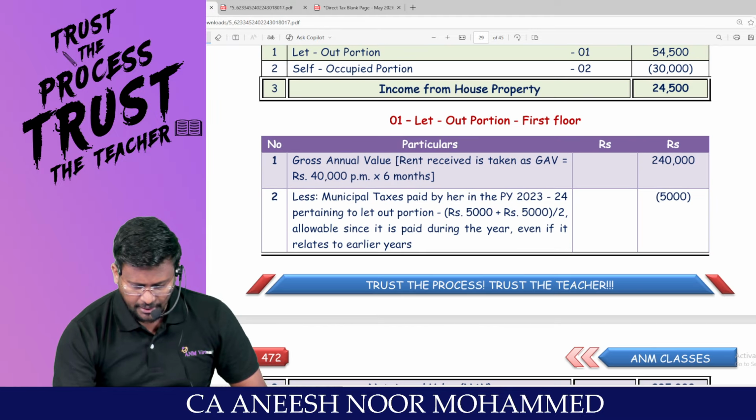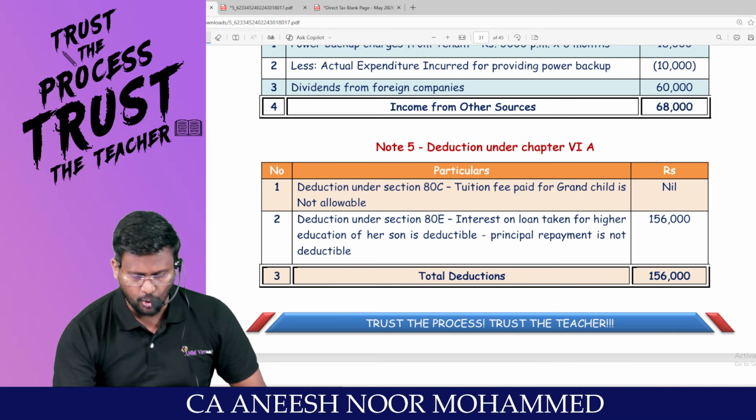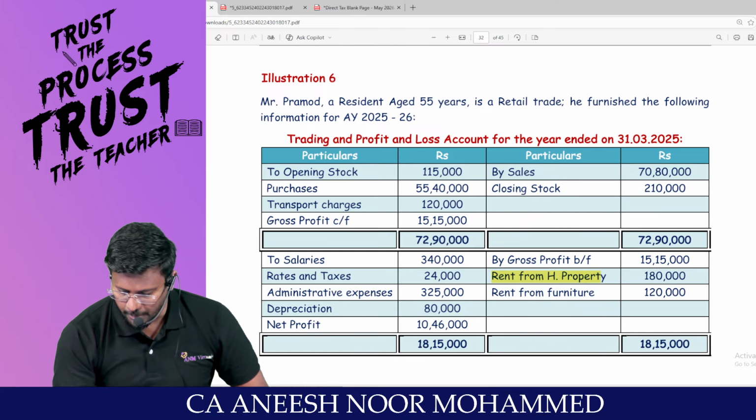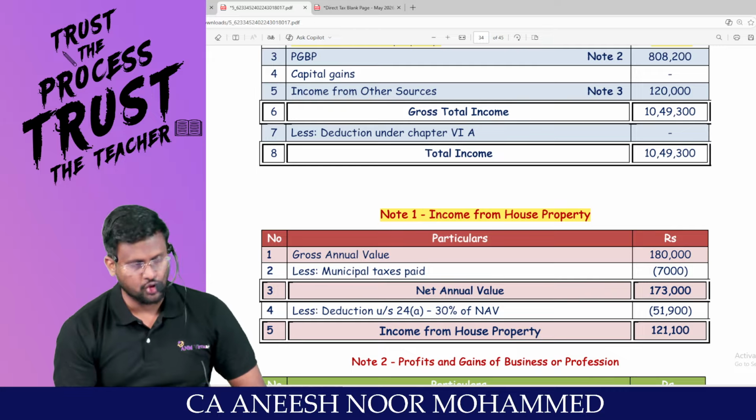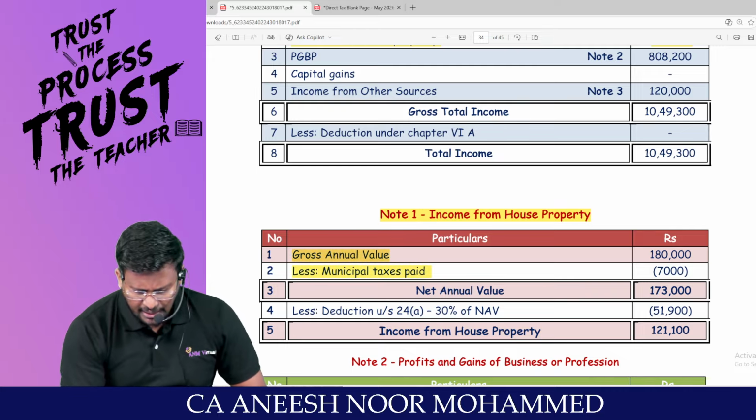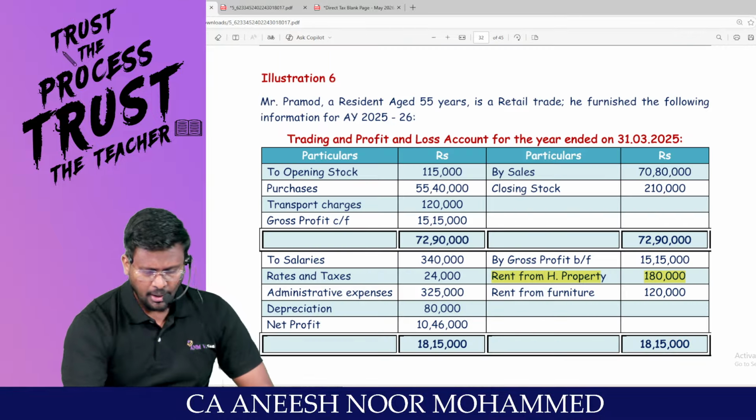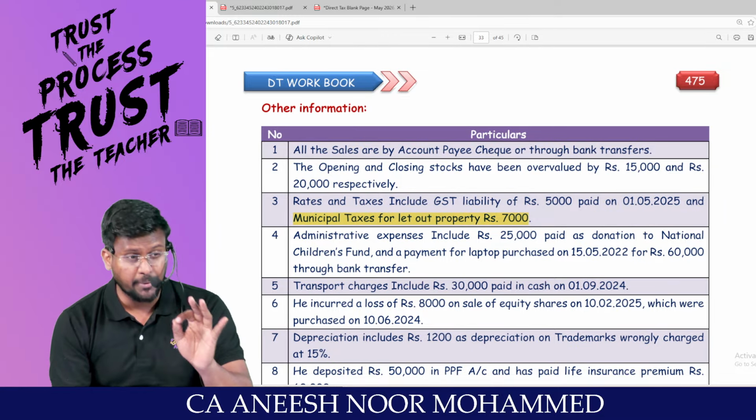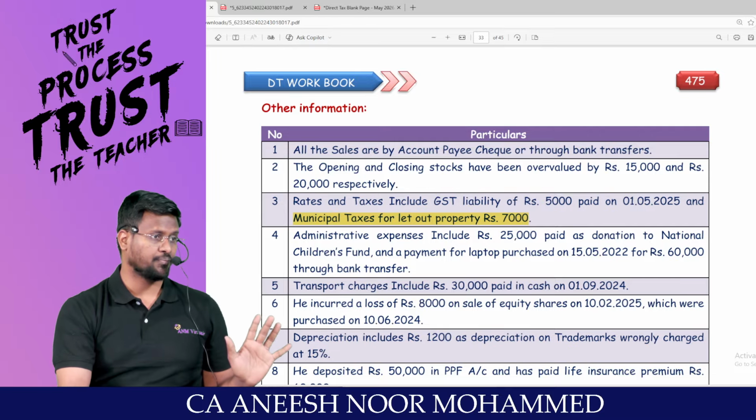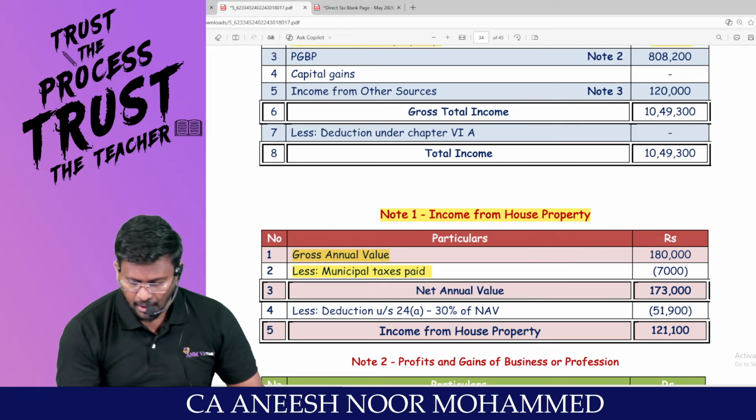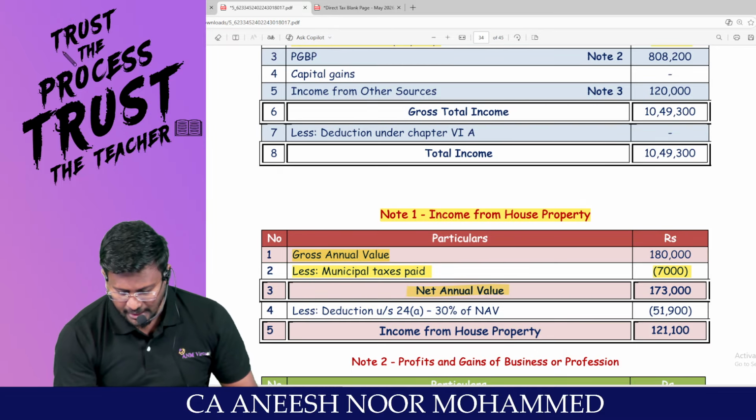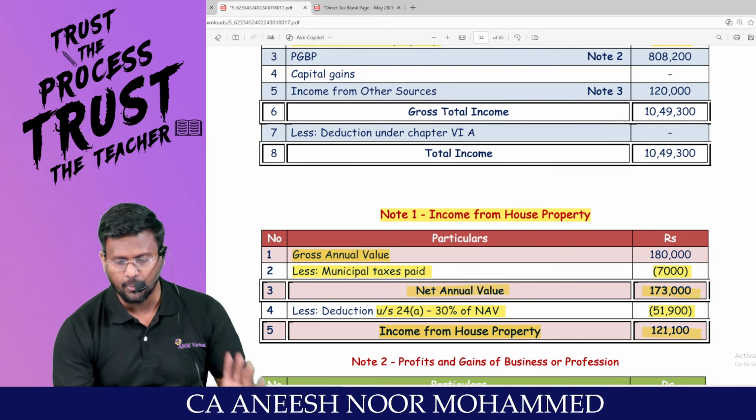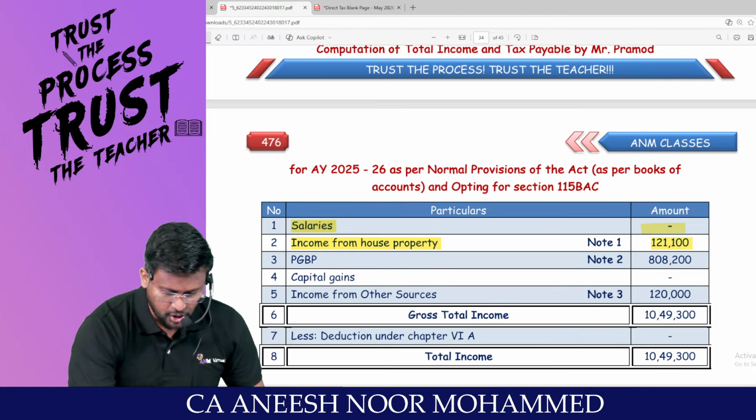1,80,000 rupees is the rent credited to the P&L account. That has to be removed from PGBP and shown under IFHP. So that is the gross annual value. Less: municipal tax paid by the owner. As part of the adjustment, they already said that municipal tax for the let out property, 7,000, should be added back in PGBP and can be reduced in IFHP. You will get the NAV. On that, 30% you can claim, and you will get IFHP of 1,21,100. Are you comfortable with IFHP?